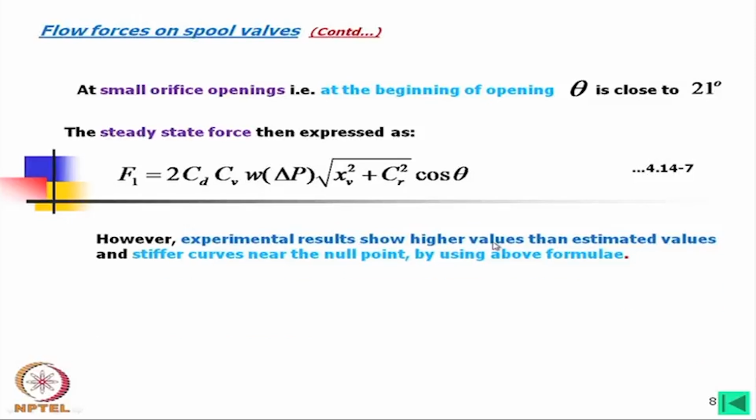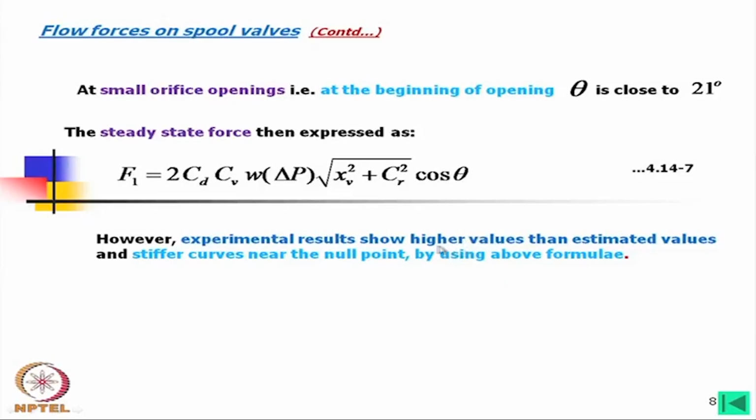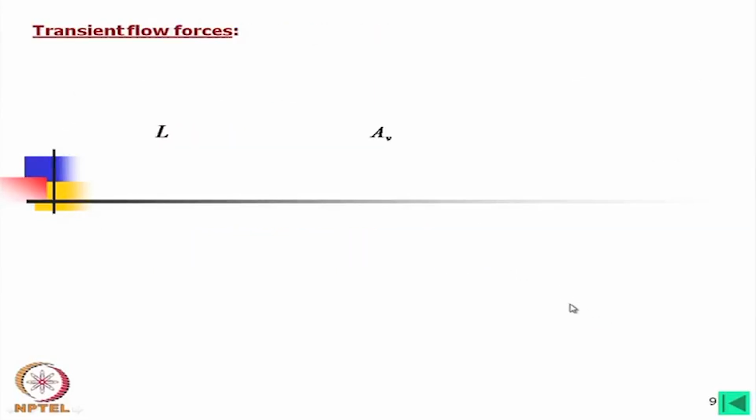However, experimental results show higher values than estimated values and stiffer curves near the null point. That means this curve will be stiffer and this value may give somewhat higher values, but this null position is only at the beginning, and there we usually put in the input but are not controlling at that position. If we have to control, of course, that will also be taken care of. So this force, we may not have the ideal value from this, but still we can use this and it can be overcome. At the beginning there will be higher forces, but we can overcome them.